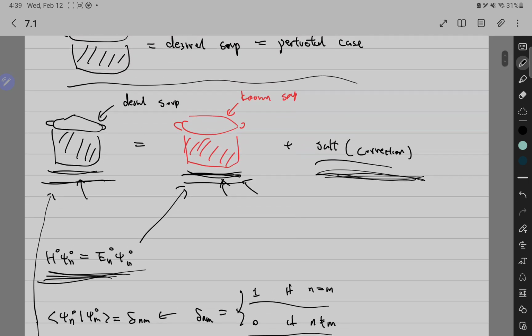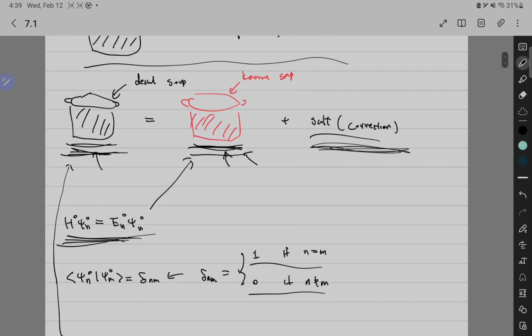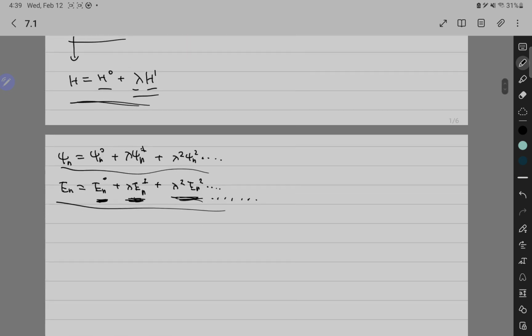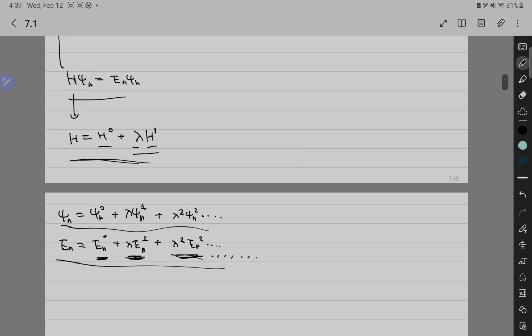And looking back at our example of the soup, it's the same thing. This is the desired soup: perturbed is equal to your unperturbed plus correction and correction. And in this case, the higher order of correction will correspond to even more processes of adding more salt, or adding minor corrections to make the result even more precise. So that's what's going on here.